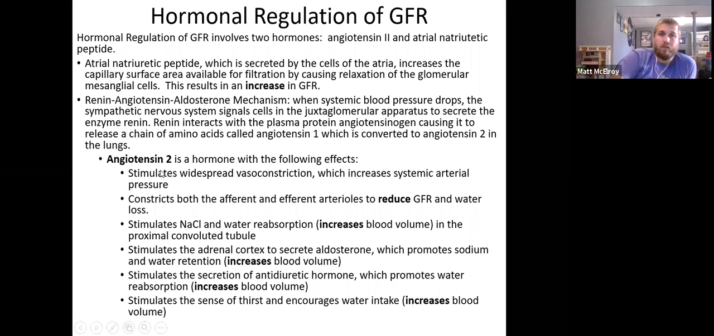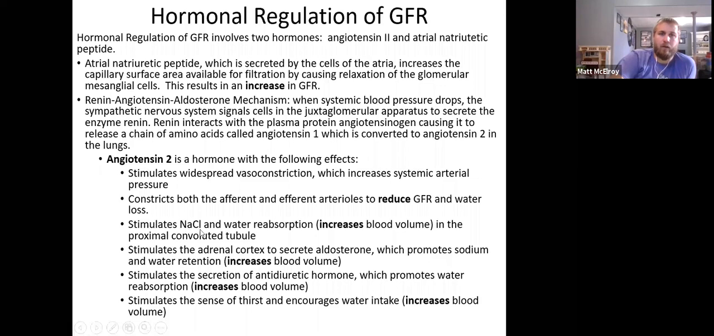Okay. Angiotensin 2 is the actual hormone that promotes a lot of different things. Okay. It stimulates widespread vasoconstriction, which increases blood pressure. So it causes blood pressure to go up when blood pressure was down. It constricts within the nephron both the afferent and efferent arterioles, reducing GFR. Reducing GFR means that we lose less water, meaning that our blood volume goes up. Any increase in blood volume, we learned, increases blood pressure. So bullet number 2 here tells us that blood pressure is going to go up as well.